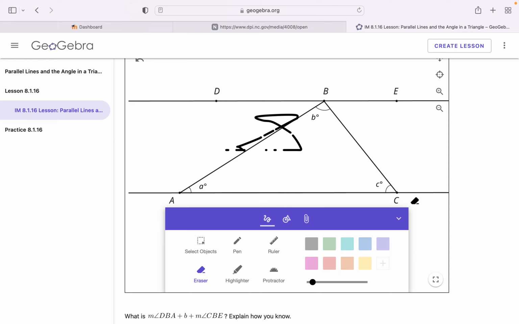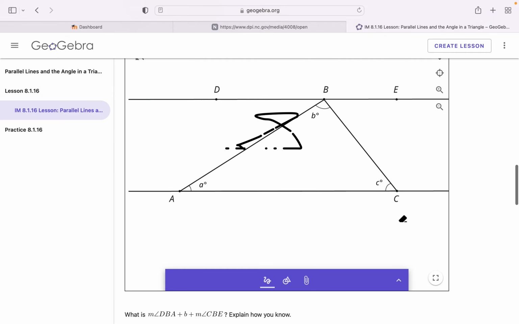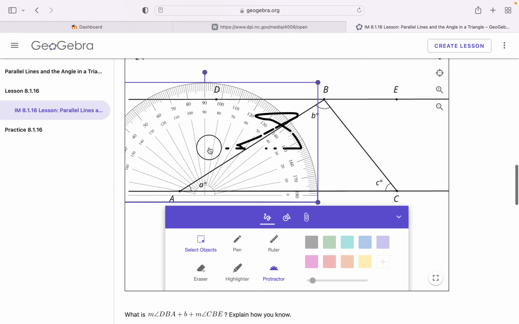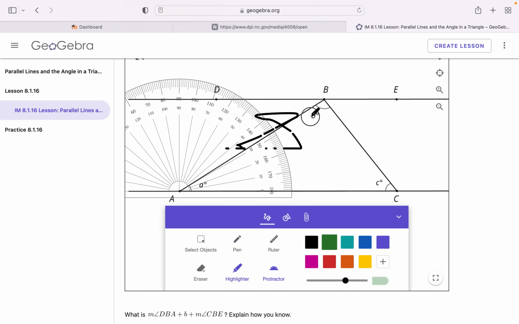So instead of doing that, I'm going to go ahead and click our back button. Anyway, we can go ahead and click a protractor and put that up here and drag and measure angles. There's a ruler, and we can change our pen color if we would like. So if I wanted to highlight an angle, I could highlight this angle B, or I could highlight this section.